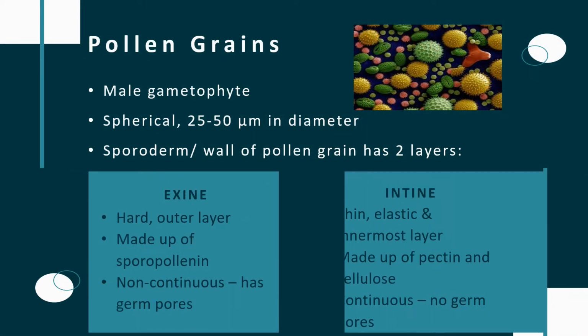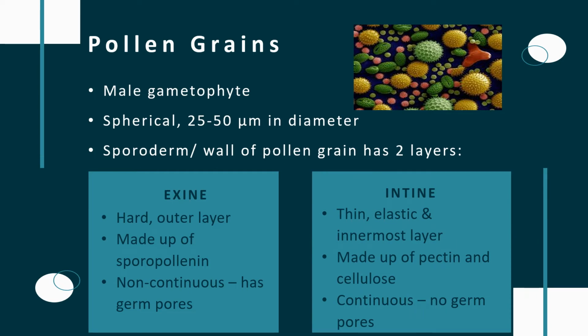Let us learn some facts about pollen grains. These are male gametophytes, spherical in shape and about 25 to 50 micron in diameter. The wall covering pollen grain is known as sporoderm and is made up of two layers, the outer exine and inner intine. Exine is hard and made up of sporopollenin, which is one of the most resistant organic material known to us. It is resistant to strong acid and alkali and even to the high temperature. Exine is non-continuous and has pores in it.